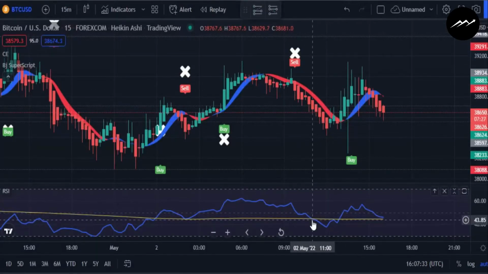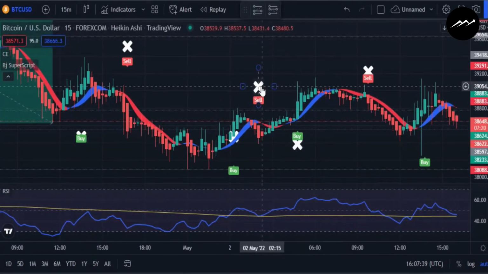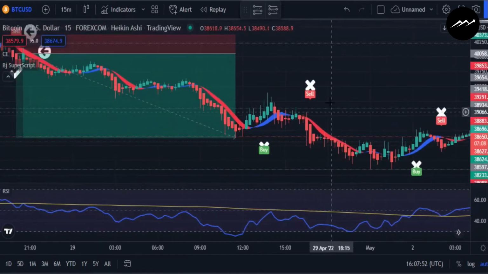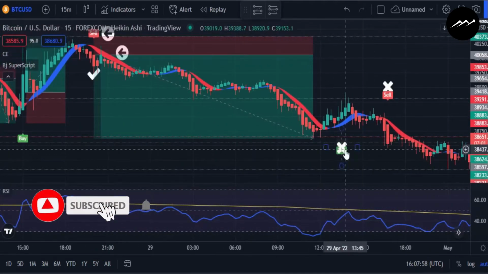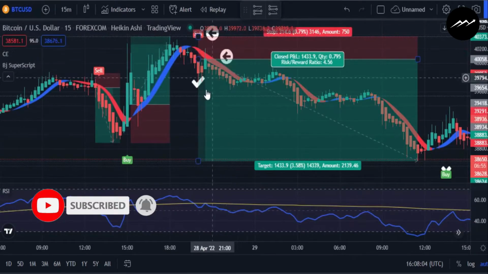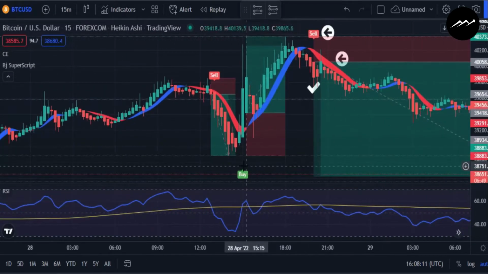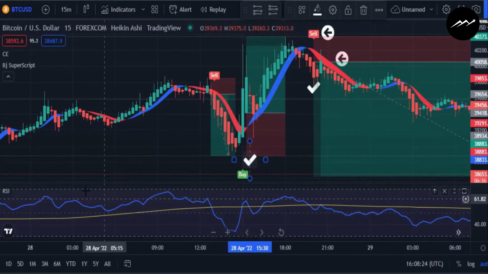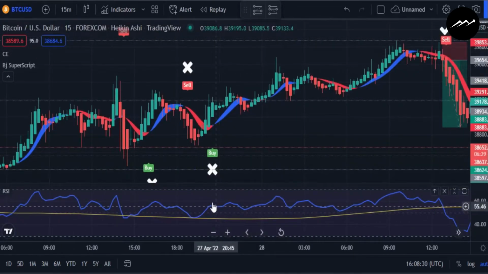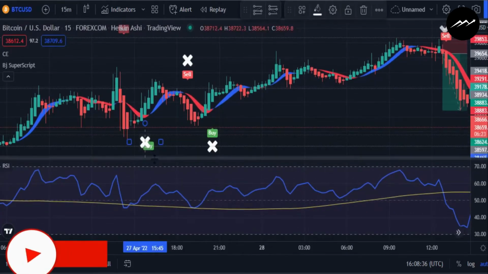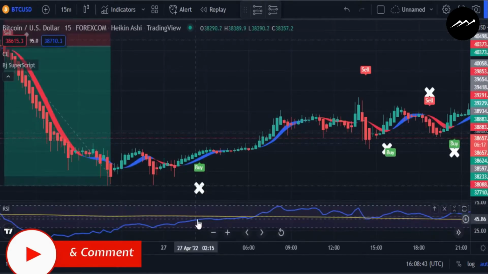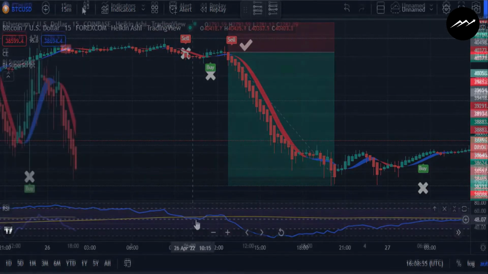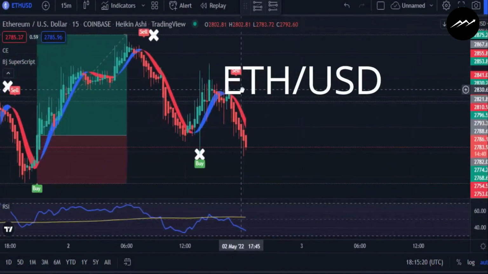Now let's look at some examples of trading with this strategy. Now see some examples of how to trade with this strategy in other charts.